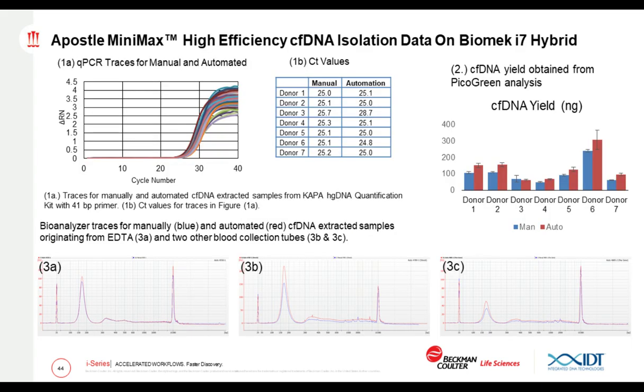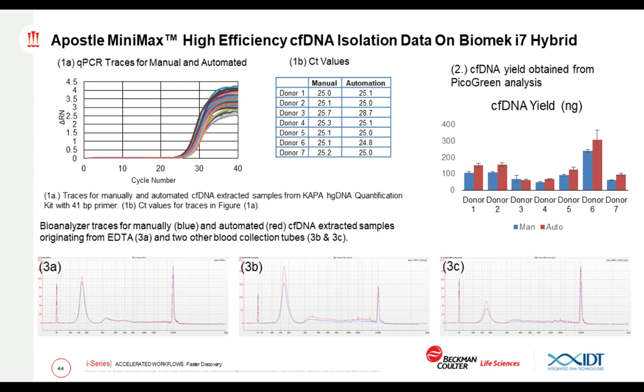The following is the data from Biomek i7 application. 4 mils of plasma was used to extract cfDNA for 3 technical reps of 7 different donors. 4 of the donors were from EDTA tubes and 3 were from xGen. On the left is comparison of qPCR traces for manual and automated extracted samples. On the right are the CT value comparison, and we can see they are pretty comparable with the manual workflow.